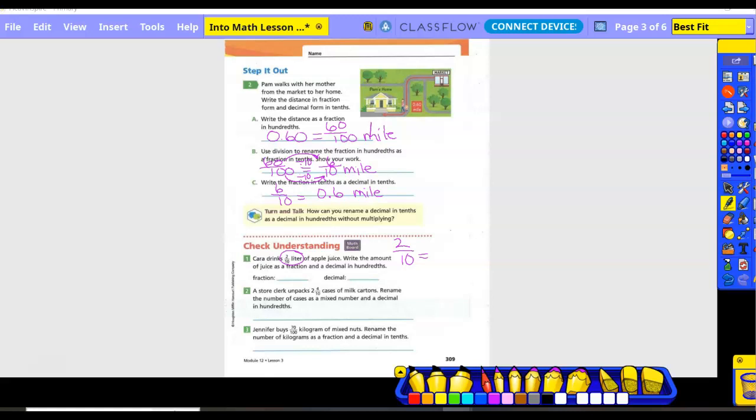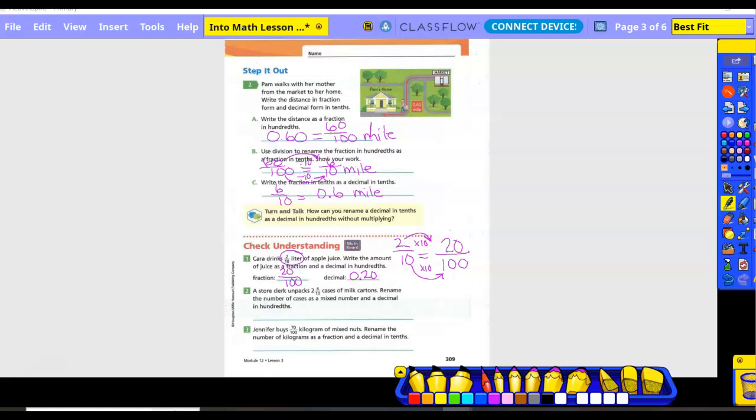Hundredths. So what's my new denominator? 100. So how did I get from 10 to 100? Times 10. So what I do on the bottom, I do on the top. So what is 2 times 10? 20. Okay, so my new fraction is 20 hundredths. And then decimal form, do I have a whole number? No, so I put a 0 decimal 20 because they want it to go to the hundredth place.